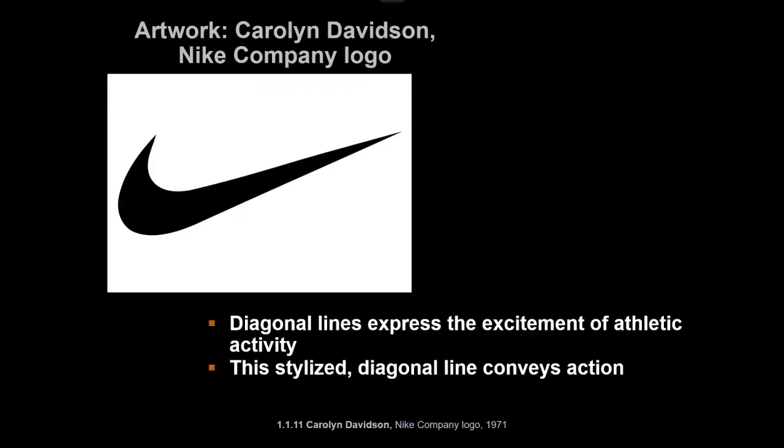This example right here is a great example of diagonal lines. It's the Nike logo, and it's a really clever design. If you think about that idea of diagonal lines, they express excitement. So again, you think about the athlete, movement, action. And by using that diagonal, the artist can communicate that.